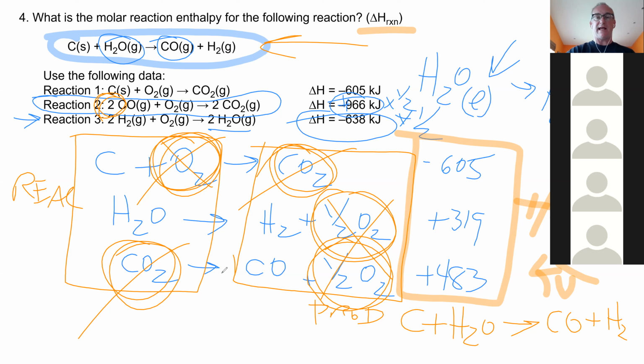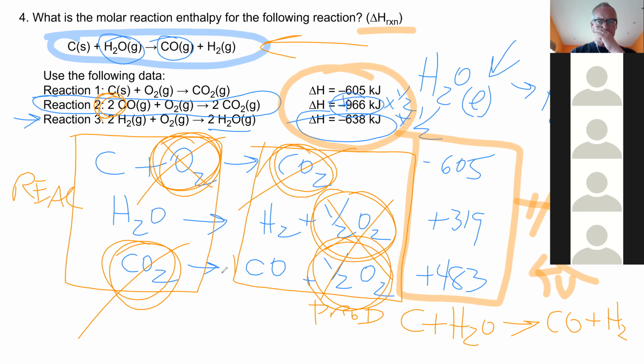So you can see that at the beginning we had 3 exothermic reactions, and we combined them and moved them around, manipulated them. So at the end, we had one endothermic reaction.